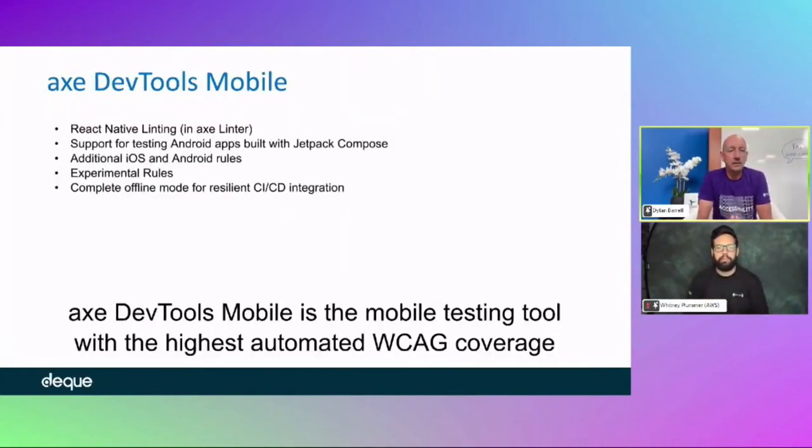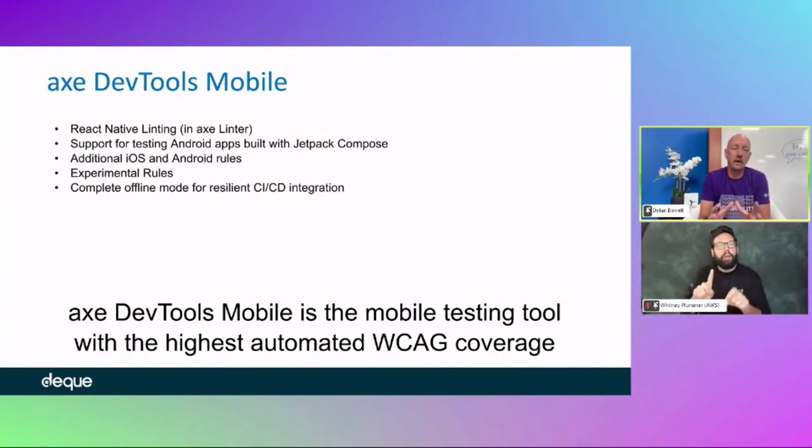Let's move on to Axe DevTools Mobile. Axe DevTools Mobile really is the mobile testing tool today with the highest automated WCAG coverage. What we did over the last year, as I mentioned already, we added support for React Native linting. We added support for testing Android apps built with Jetpack Compose. We added additional iOS and Android rules. We added the ability to do experimental rules.